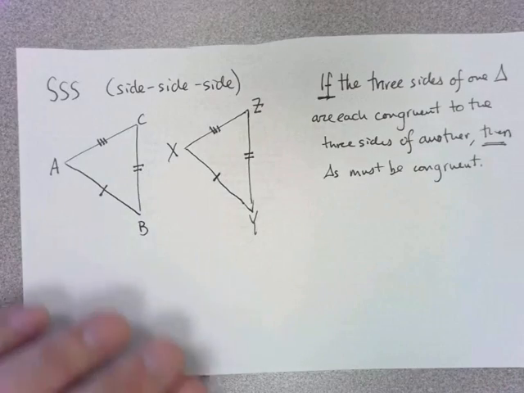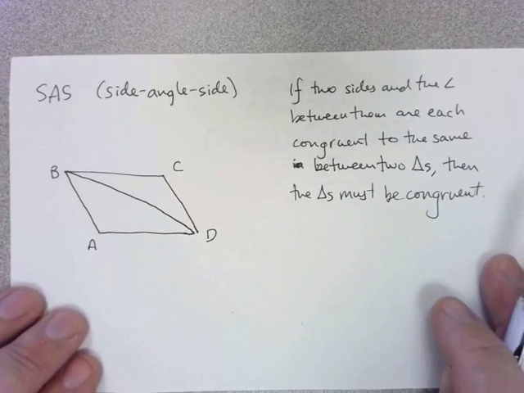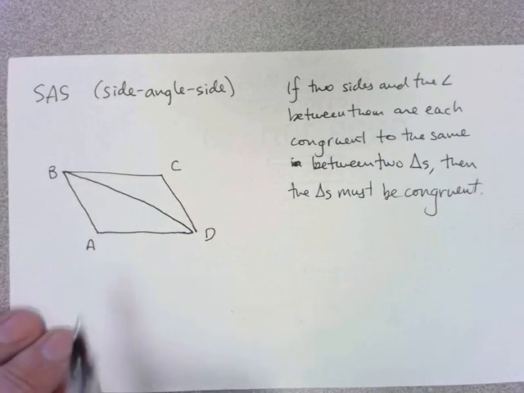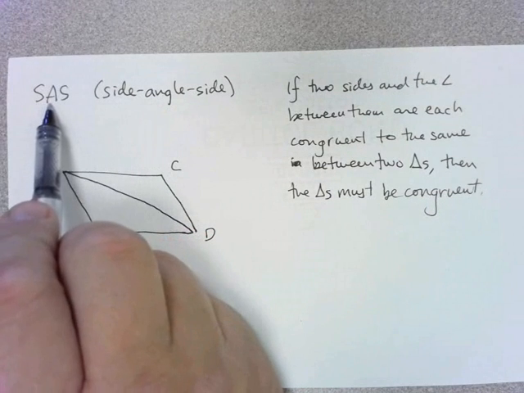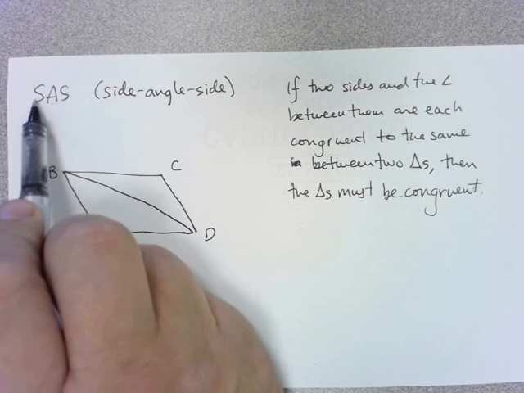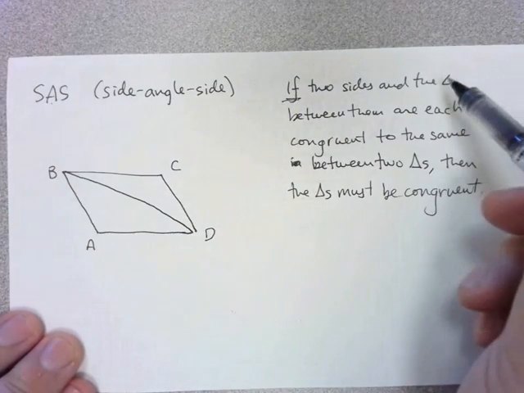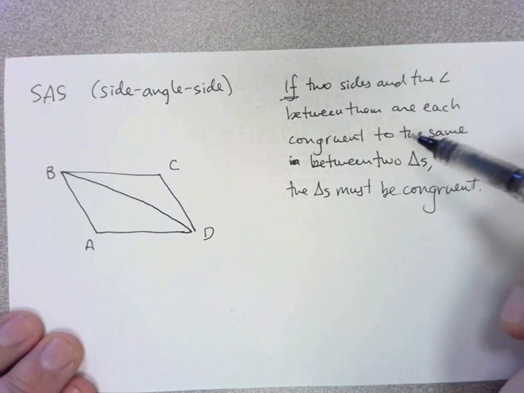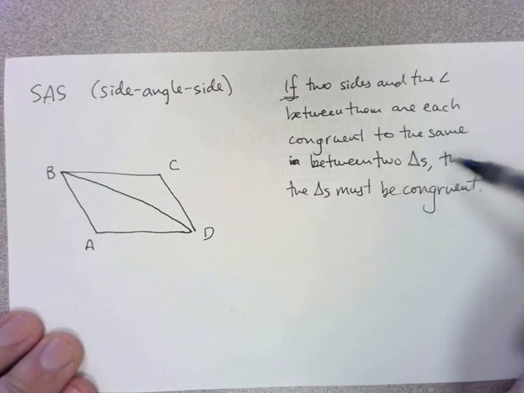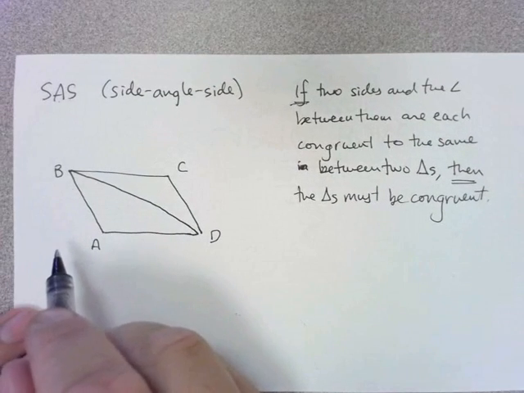The second congruence condition is a little bit trickier. It's known as side angle side. And here we have our first one with a pair of angles, and here the fact that the angle is between the S's is important. So the way it works is if two sides and the angle between them are each congruent to the same between two triangles, then the triangles must be congruent. This is awkwardly phrased, but I'll explain it over here.